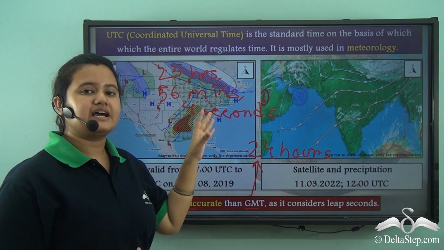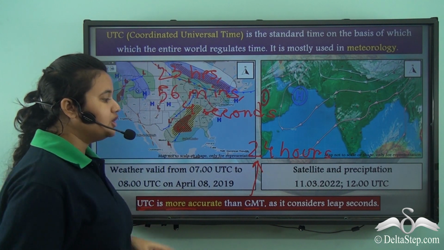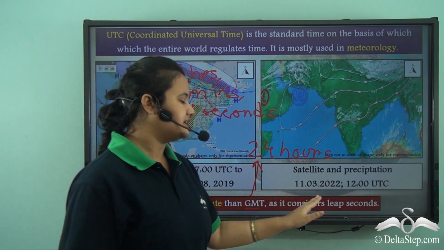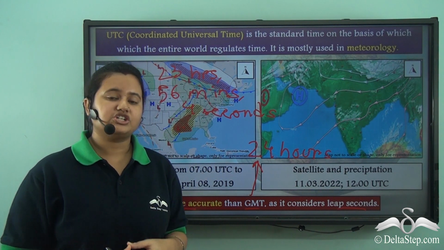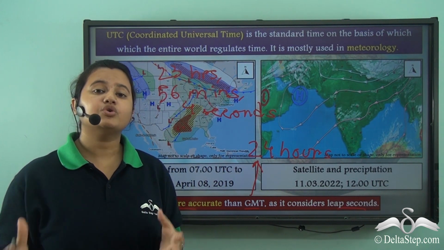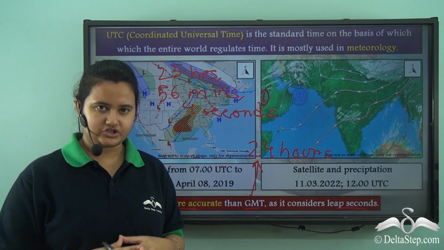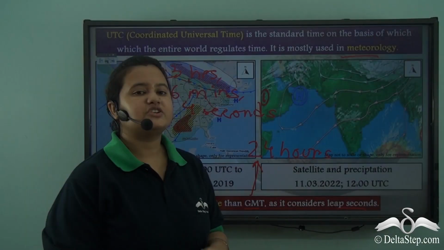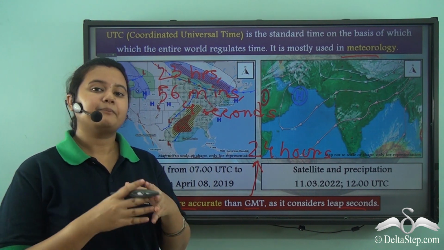But this exact time of Earth's rotation is considered while calculating UTC. So UTC is more accurate than GMT in this sense, as it considers the leap seconds, that is slowing down of Earth's rotation by a few seconds. So since UTC is more accurate than GMT, or because it is an upgraded version of GMT, UTC is used in meteorology. We shall now discuss the difference between GMT and UTC point-wise.